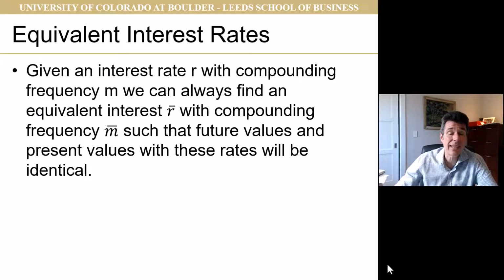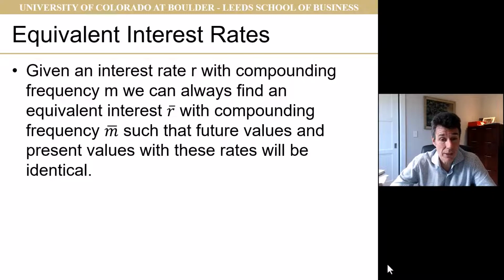So this leads to the idea of equivalent interest rates. Given an interest rate R with compounding frequency M, we can always find an equivalent interest rate R bar with a different compounding frequency M bar, such that the future values and present values with these rates will be identical.